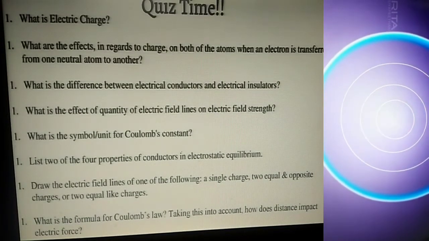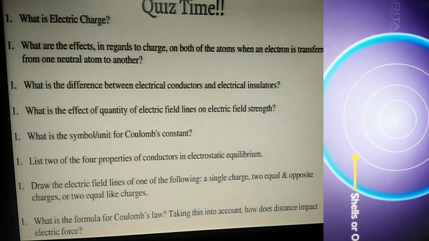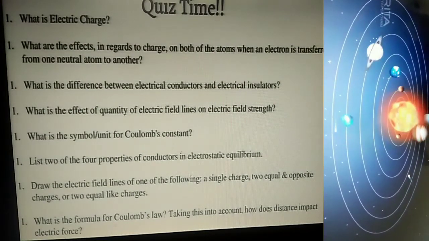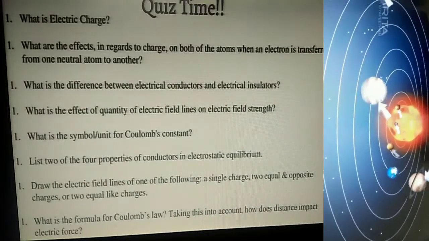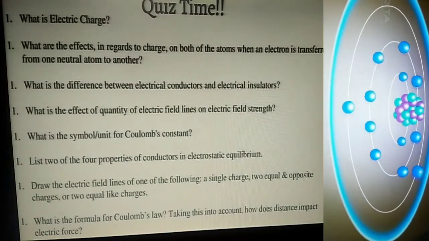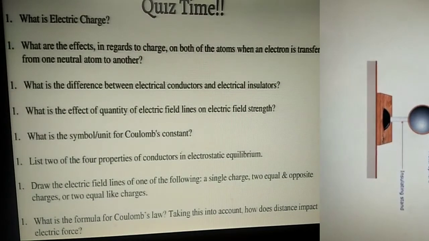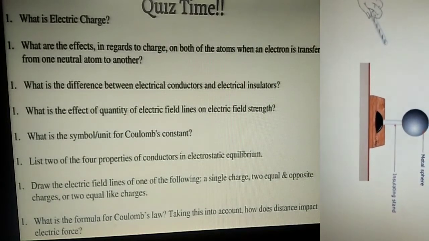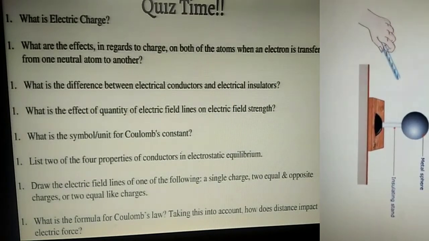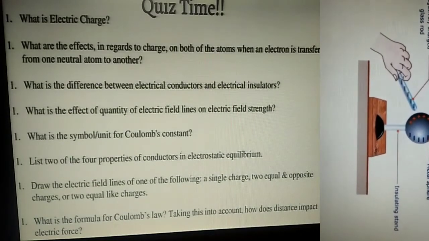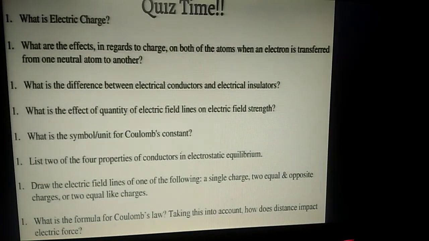List two of the four properties of conductors in electrostatic equilibrium. Draw the electric field lines of one of the following: a single charge, or two equal and opposite charges, or two equal like charges. What is the formula for Coulomb's law? Taking this into account, how does distance impact on electric force?